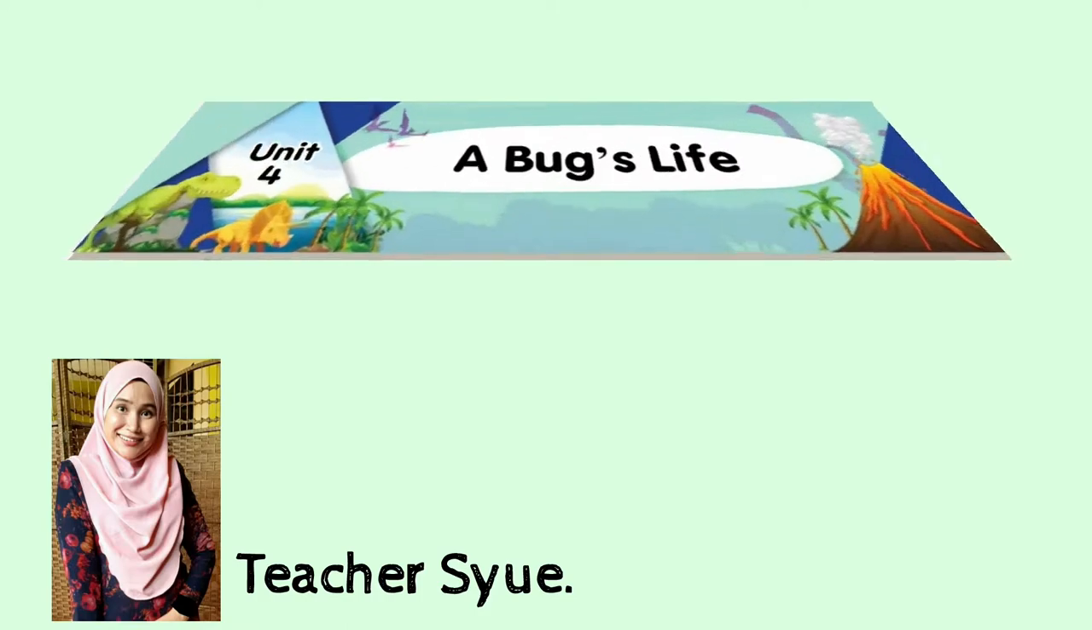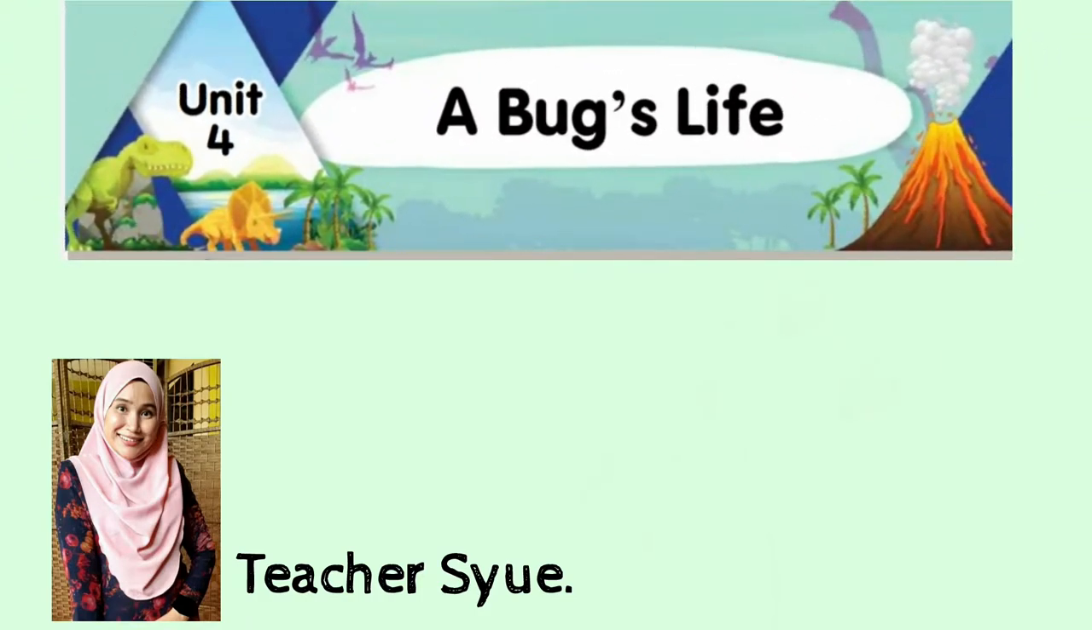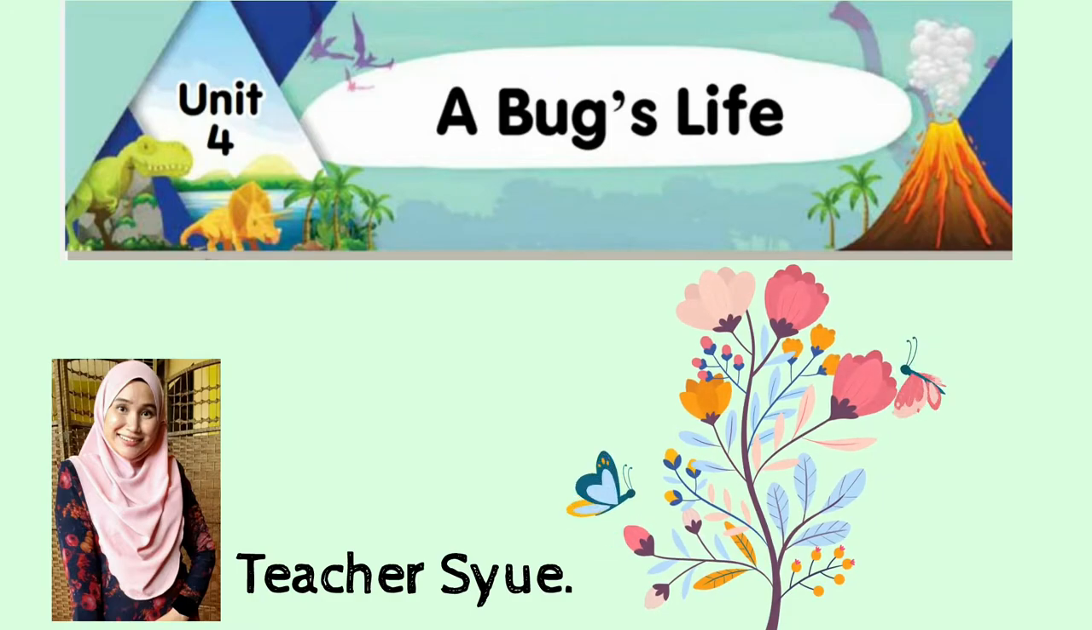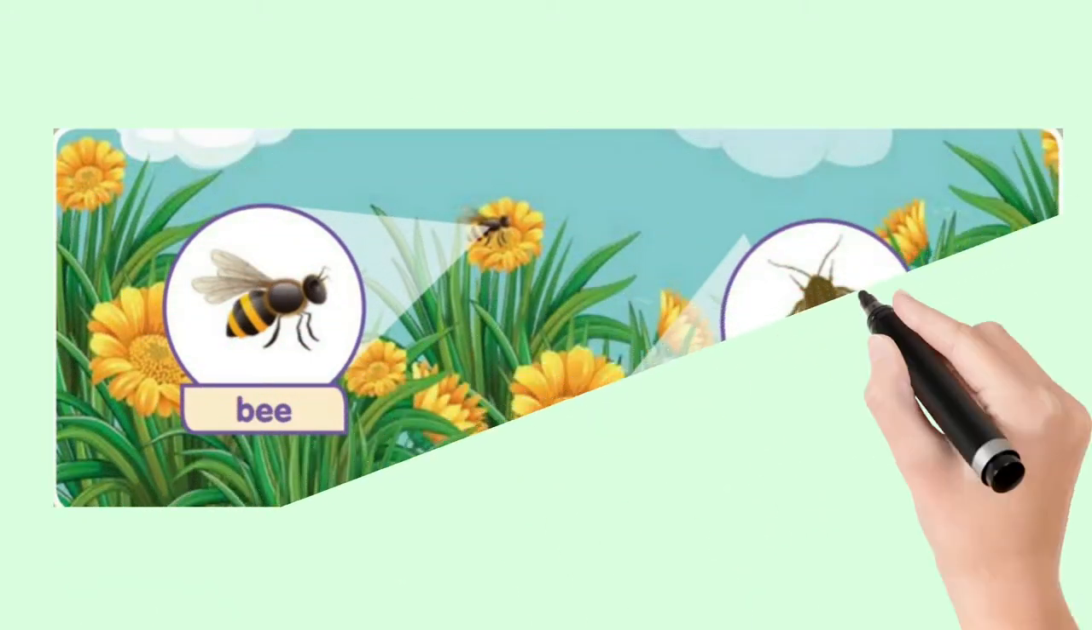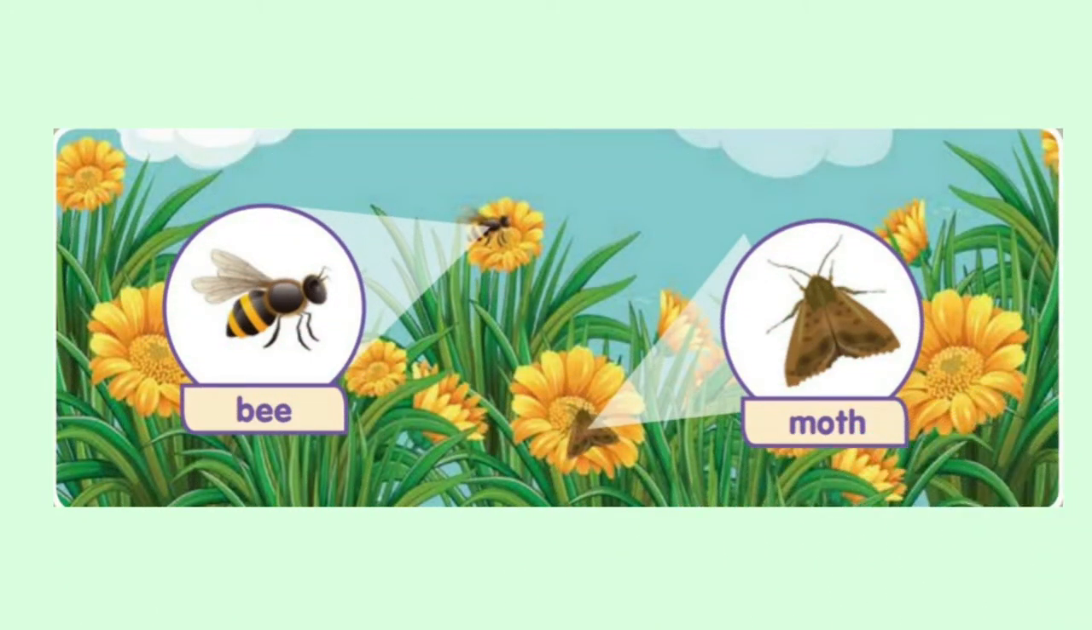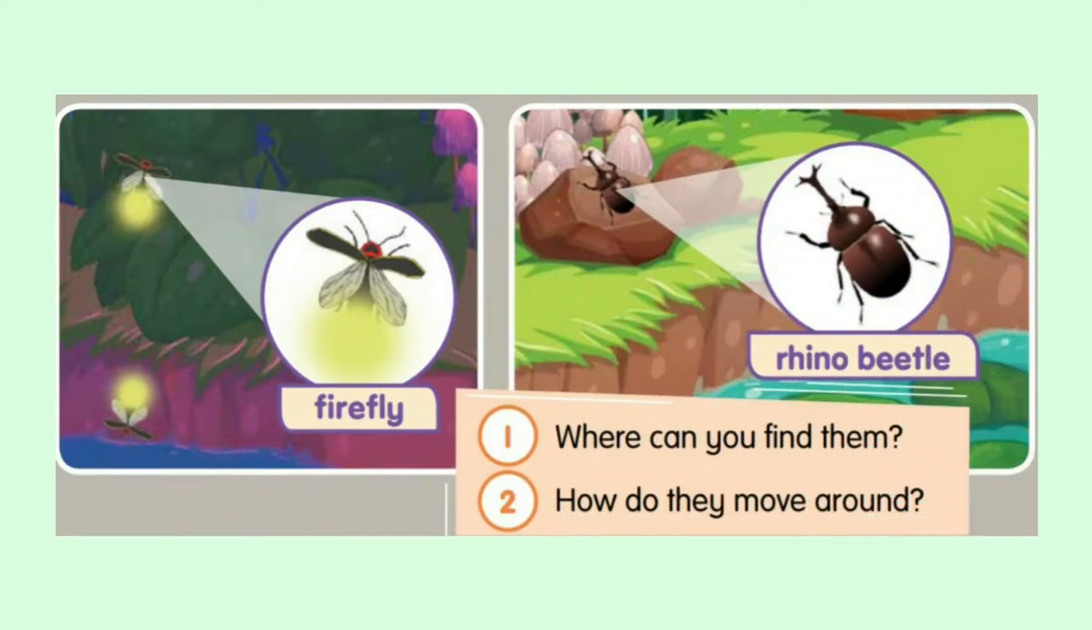Today, Teacher Shu would like to teach you a new topic, a bug's life. What is a bug? Let's check it out. Okay, these are examples of bugs. We have here a bee and a moth. Here we have a firefly and a rhino beetle. Where can you find them? How do they move around? Do they have wings?